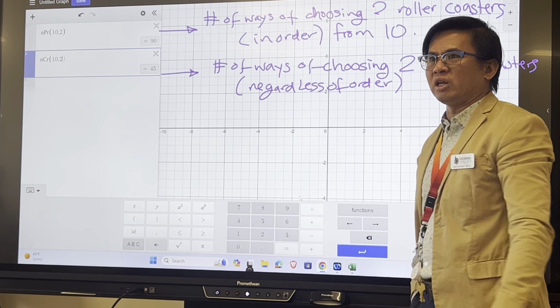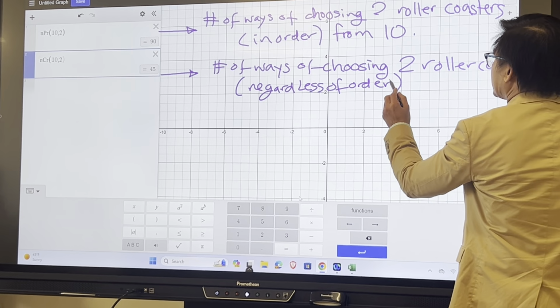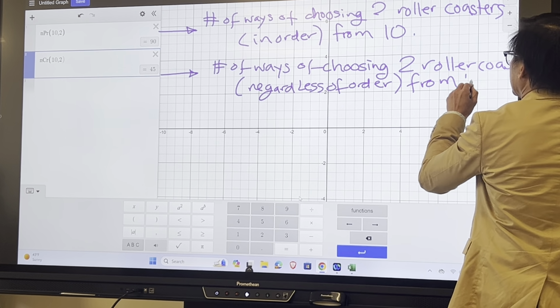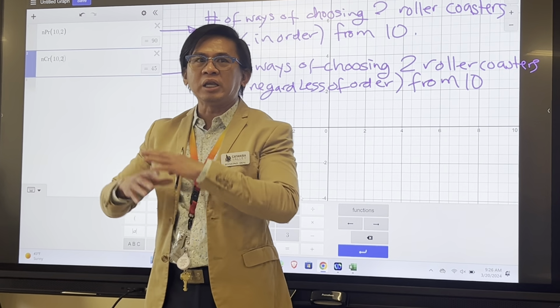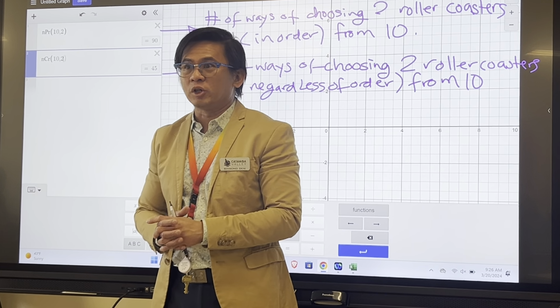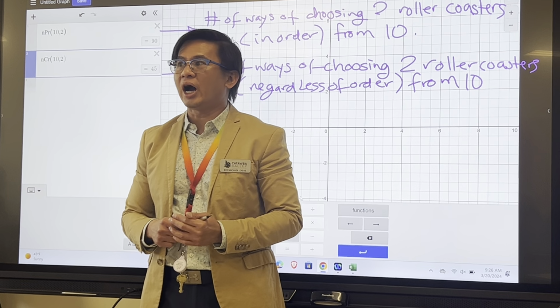So in short, it doesn't really matter which one goes first or second. You just choose two. With that being said, from how many? 10. As you may notice, your N is always how many are in your sample space. And R is how many are you choosing?